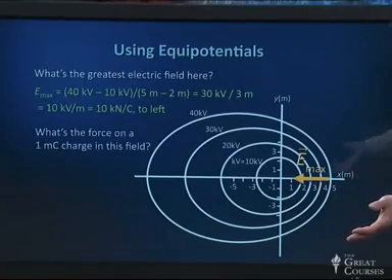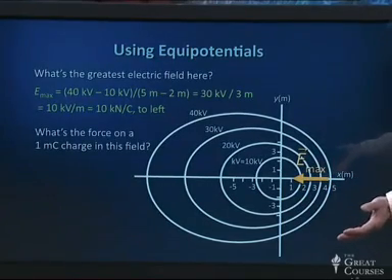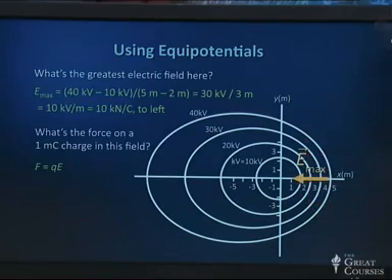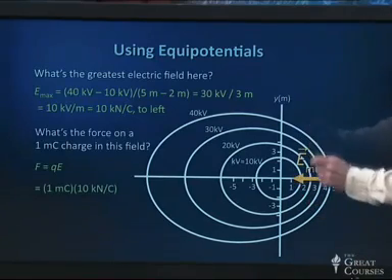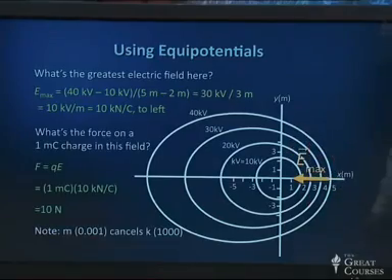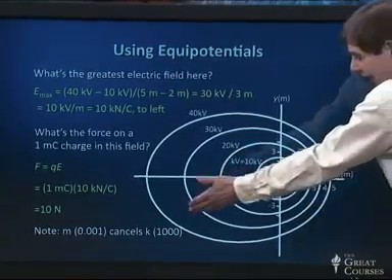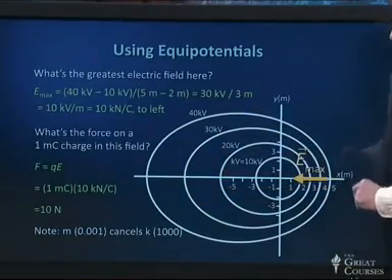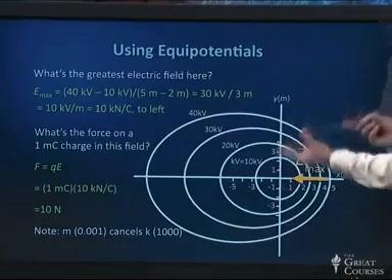What's the force, just incidentally, if we put, say, a 1 millicoulomb charge in that field? Well, the force is always the charge times the electric field strength. That's 1 millicoulomb times 10 kilonewtons per coulomb. That comes out 10 newtons. You might say, how did I get that? Well, in fact, I took the milli, which is 0.001, and it canceled the kilo, which is 1,000. So there we are. So that's the concept of equipotentials, analogous to contour lines on a map.